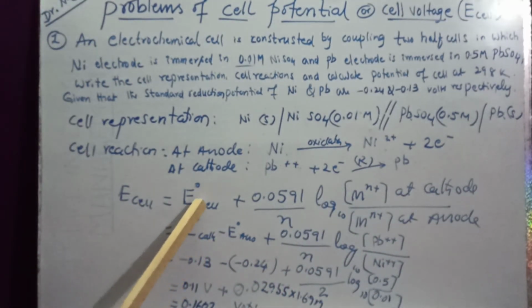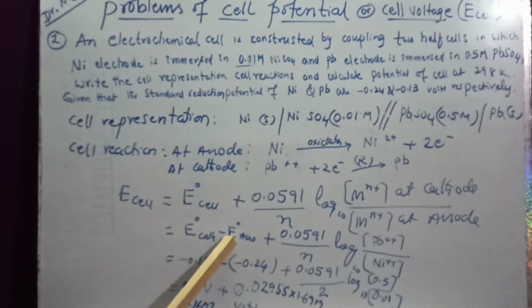So I have written E naught cell is equal to E naught cathode minus E naught anode, minus 0.13 minus of minus 0.24, plus 0.0591 divided by N. The concentration of metal ions at cathode is 0.5, concentration of metal ions at anode is 0.01, and if you calculate the final answer, you will get 0.1602 volts. Take a screenshot of this and verify the answer.